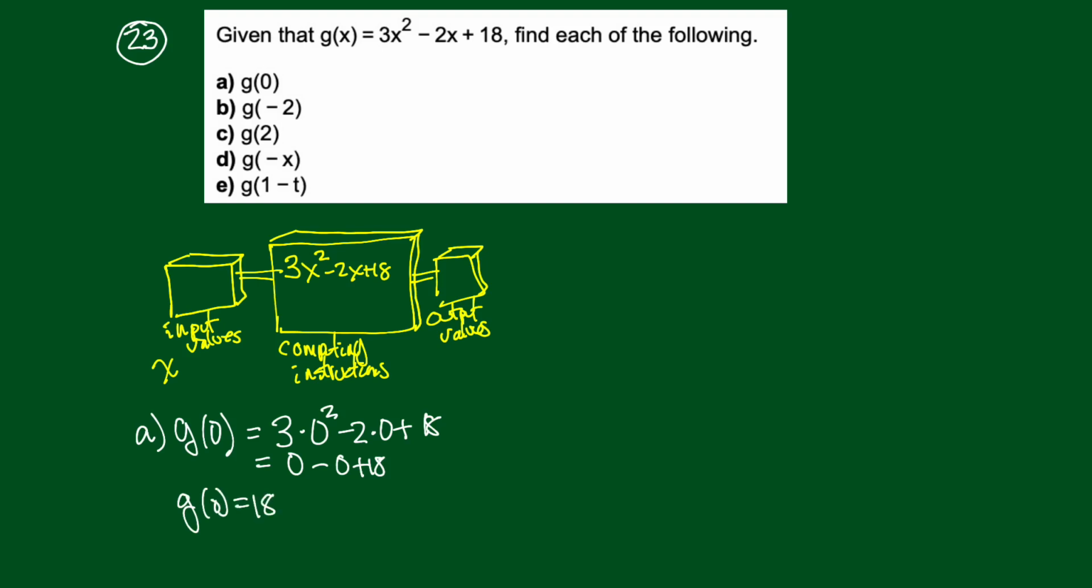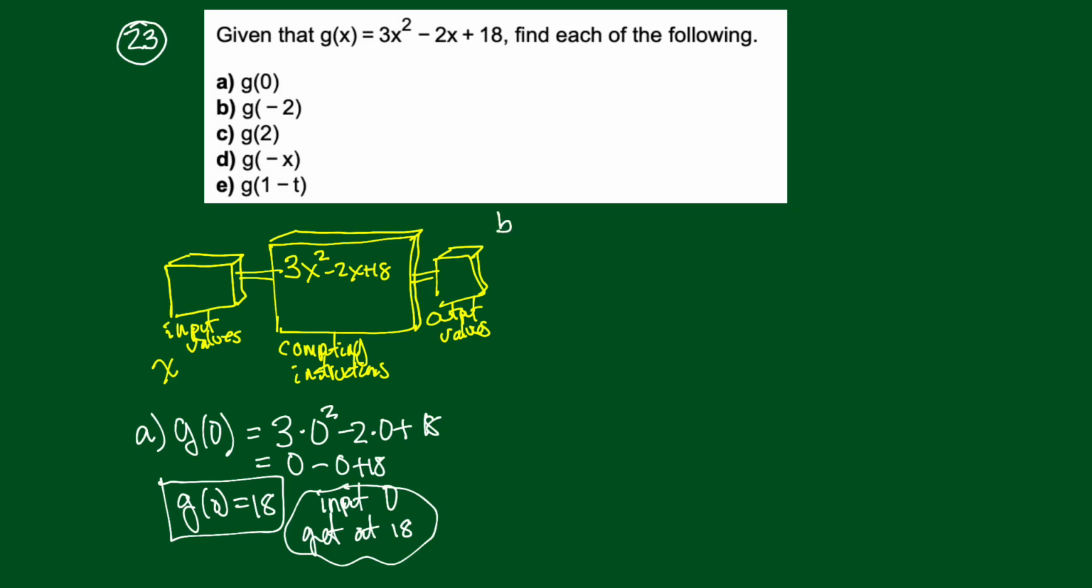All right, so here's what's happening. Let me write that so it's even readable. Okay, so here's what's happening. You input 0 and you get out 18. That's what's happening here. So g of 0 is equal to 18. Input a 0, convert it to an 18.